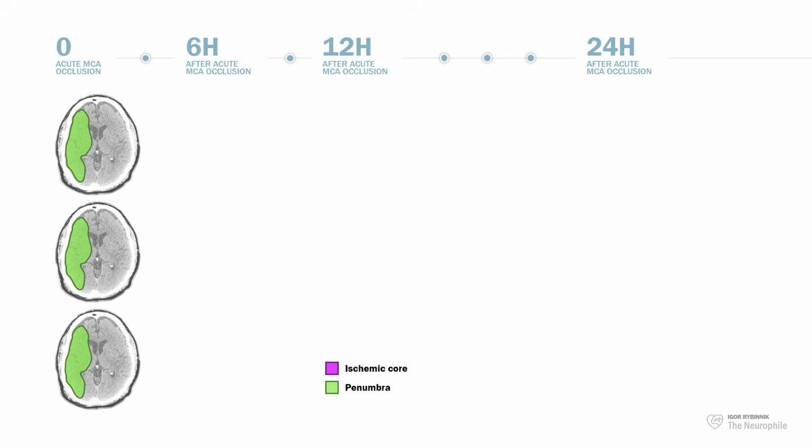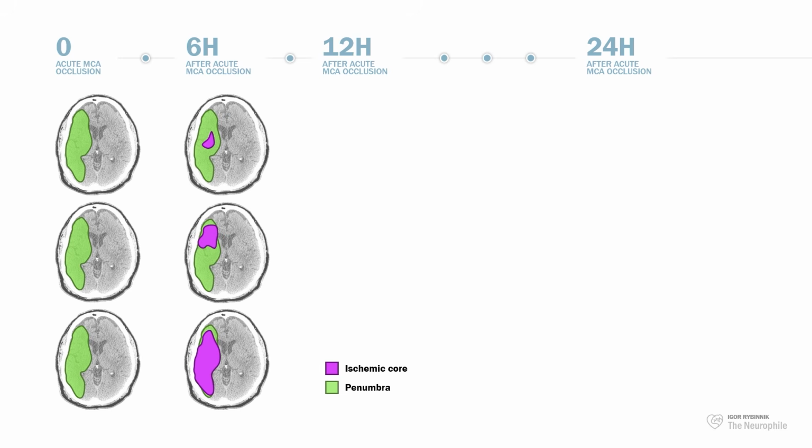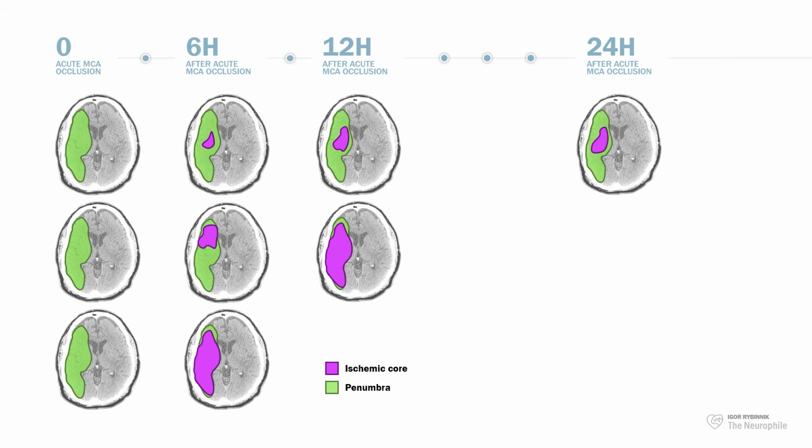Imagine you have three very similar patients who suffer a right MCA occlusion. At the onset of occlusion, the brain tissue has not yet infarcted. But as the time passes, without treatment, the infarct grows and more penumbra becomes ischemic core. By 6 hours, the first patient's at-risk tissue becomes irreversibly damaged. In the second case, this happens at 12 hours. But the third patient may have a great deal of salvageable brain even at 24 hours.